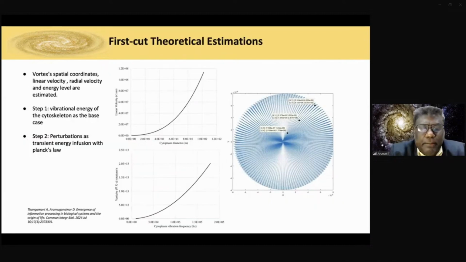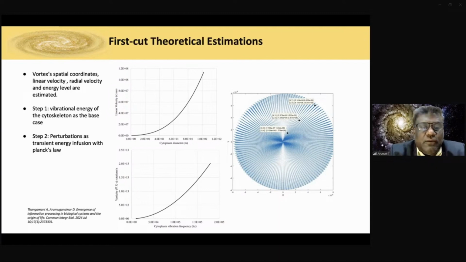What we have computed using fundamental physical laws is the vortex spatial coordinates, that is, where it would form, what the linear velocity is, what the radial velocity is, and the energy level of the vortex. In step one, as we all know, cytoplasmic matter is always in a vibratory, resonant state. So that's the base case.